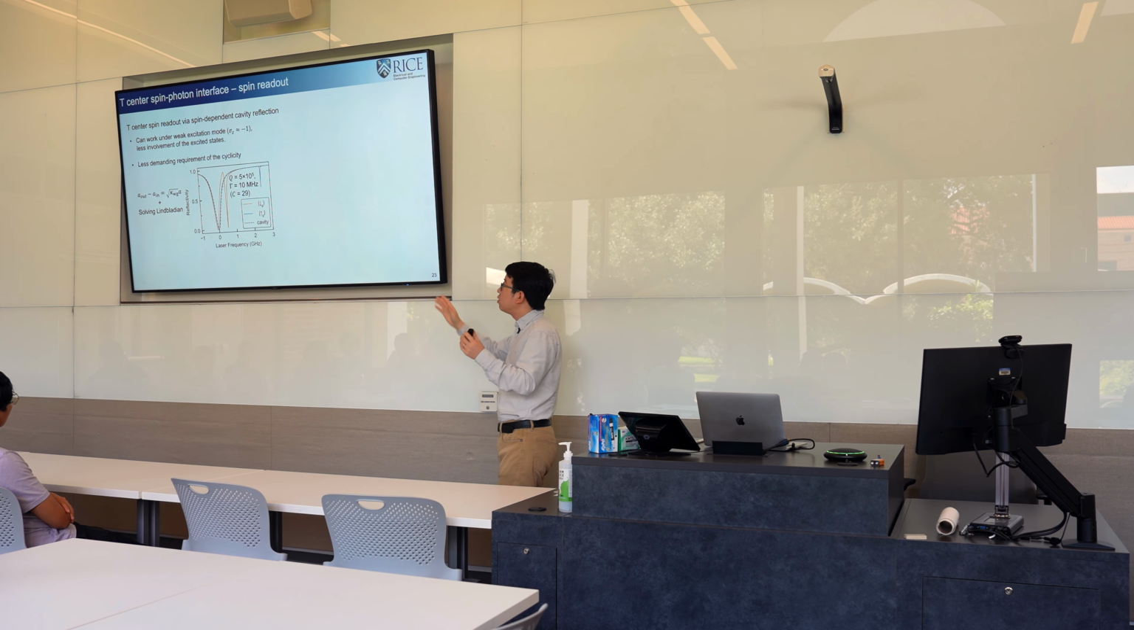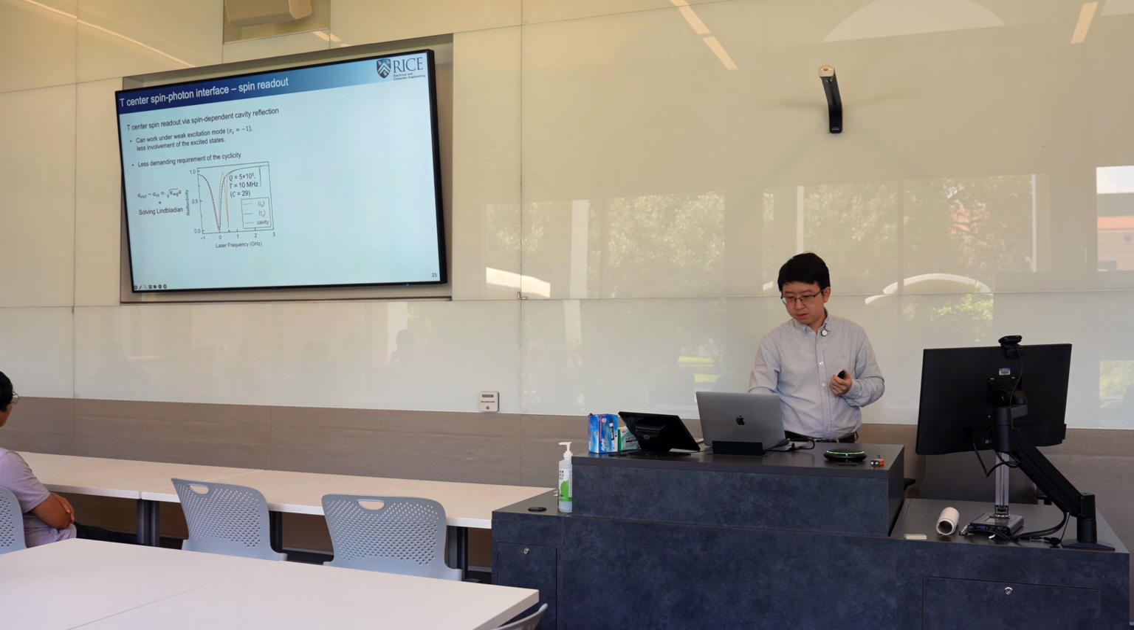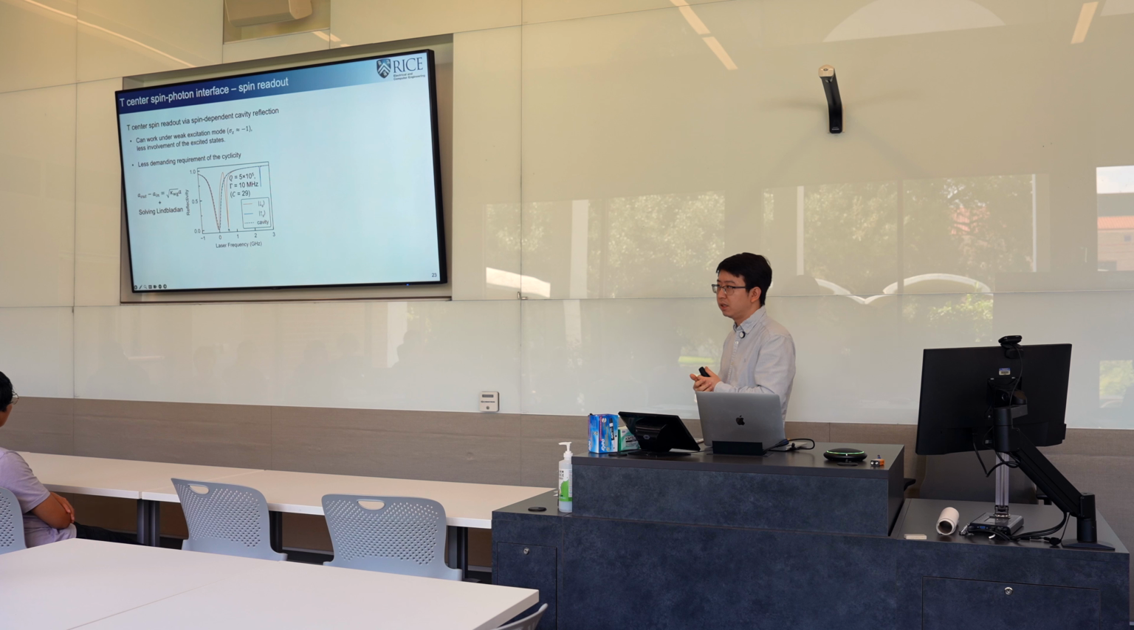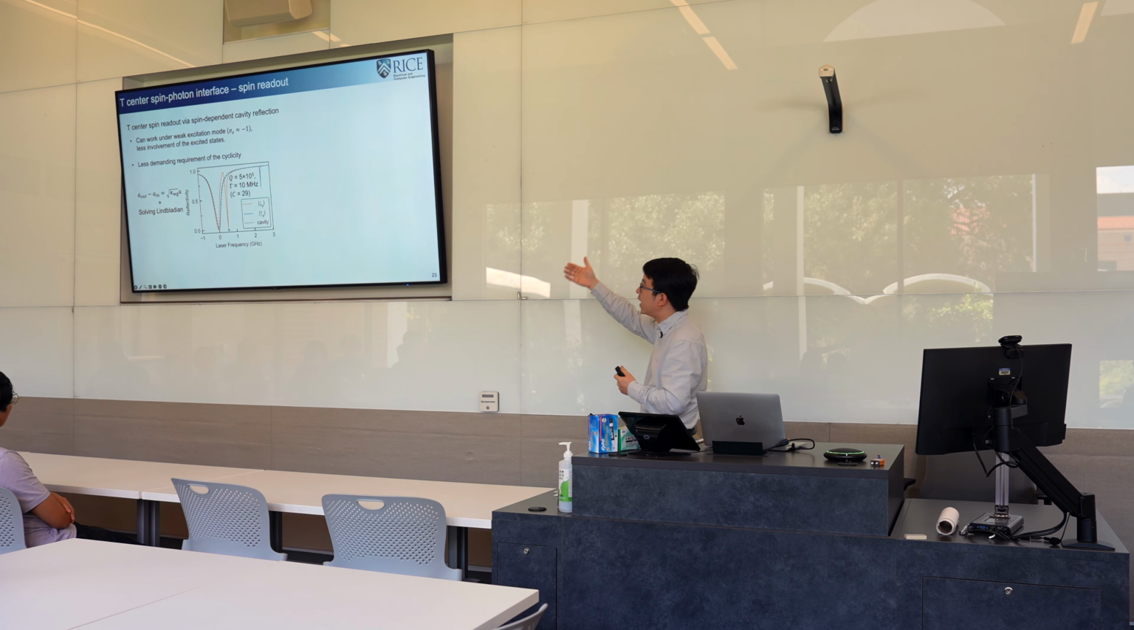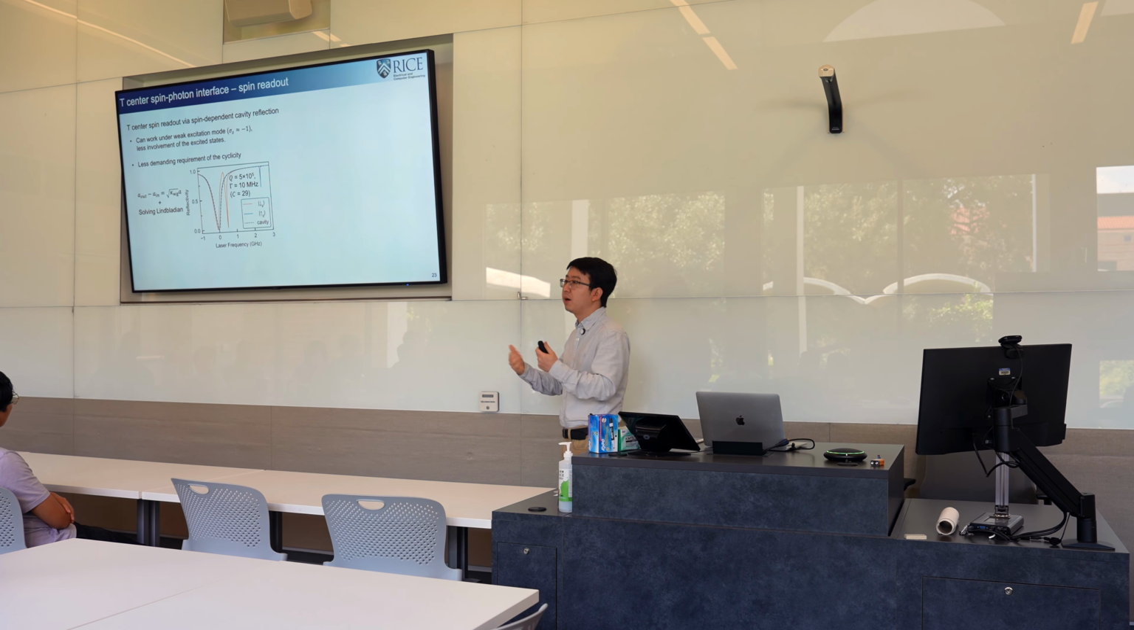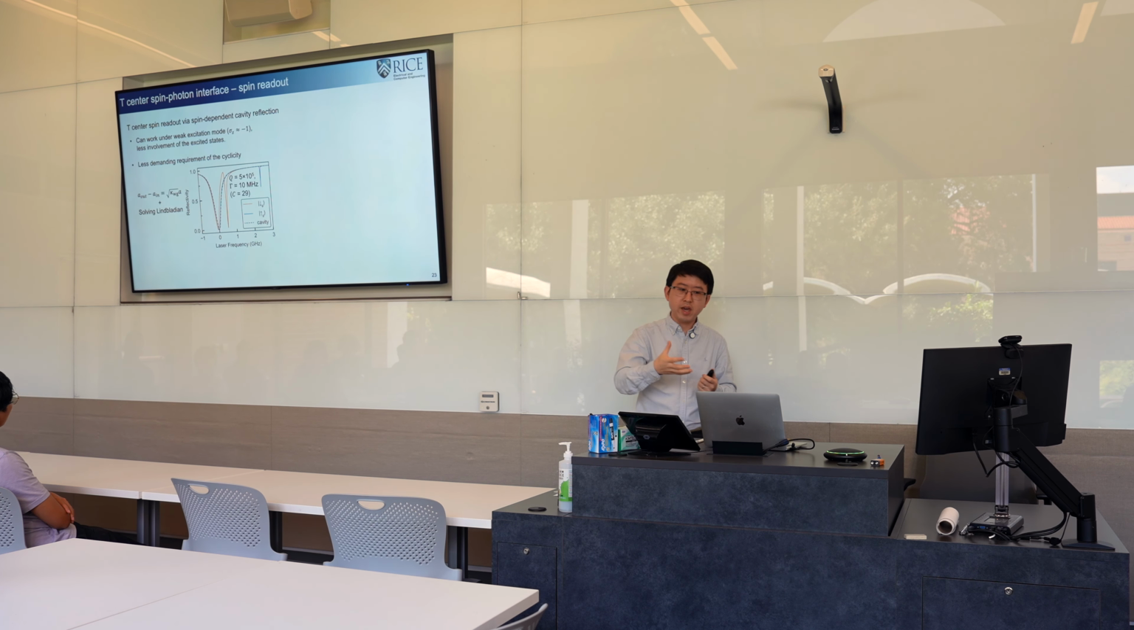So with this picture, you can easily imagine that I can read out the spin by just measuring the cavity reflection. For example, if I park my laser at around 0.5 gigahertz, and I see a low reflection, I know that the system is in the spin down state. And if the reflection is high, I know that the system is in the spin up state. So this gives us a way to quickly measure the T-center spin state.